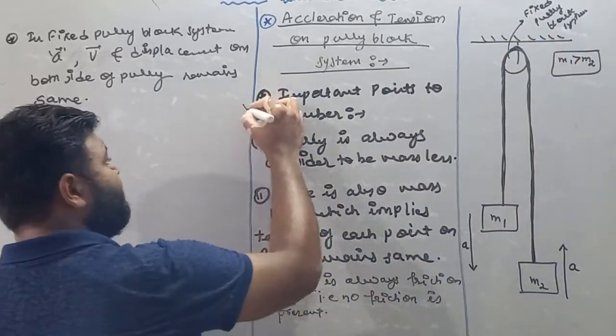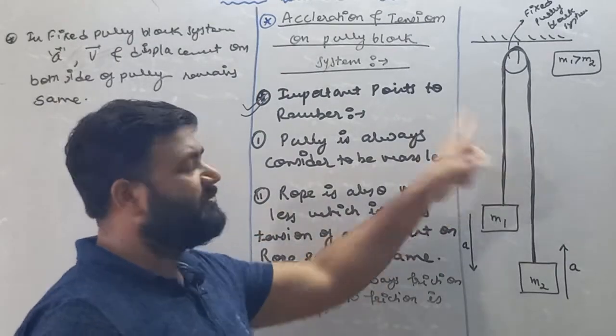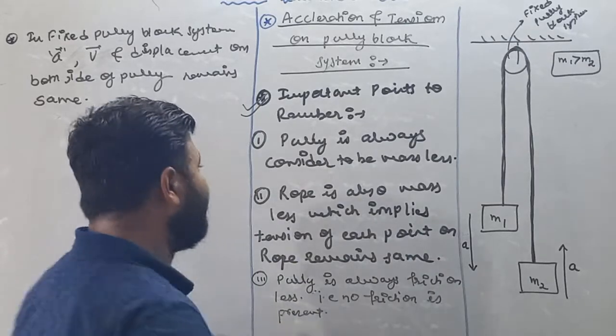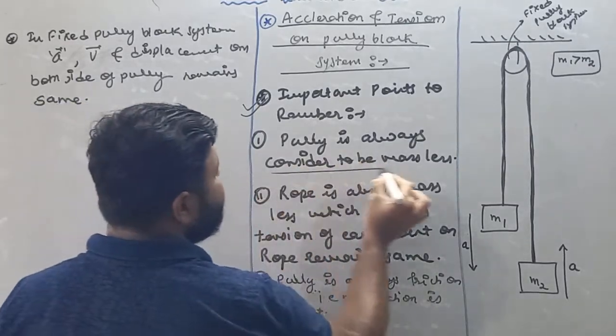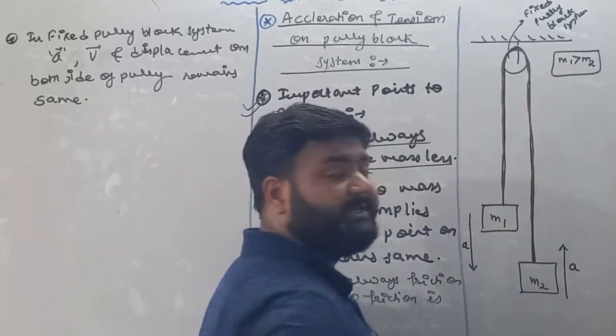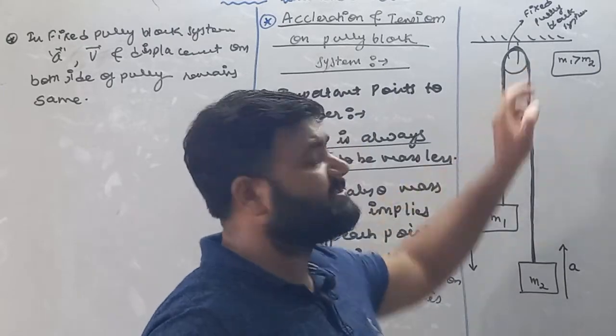So there are some important points which you have to understand, my dear student, before solving the derivation, or we can say the concept. First thing, the pulley is always considered to be massless. See here, this is a pulley. This pulley is always considered to be massless. We cannot consider the mass of the pulley.